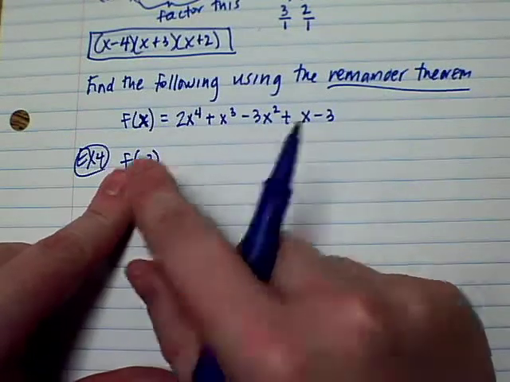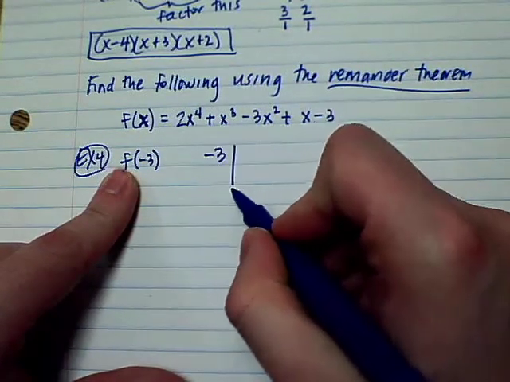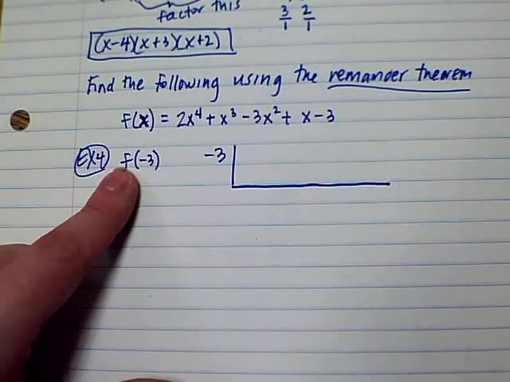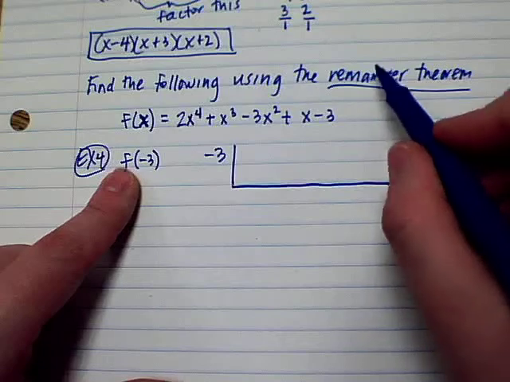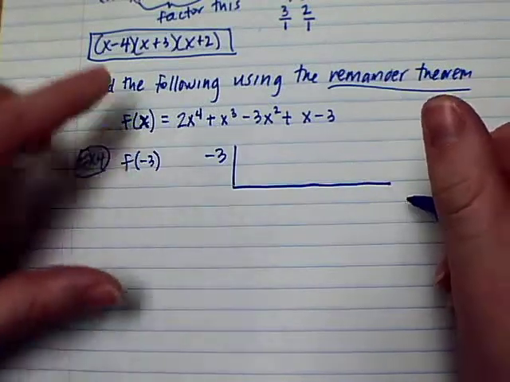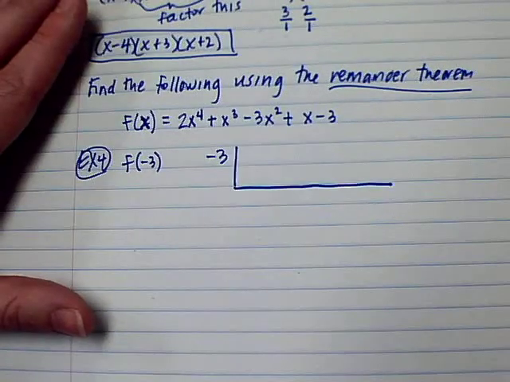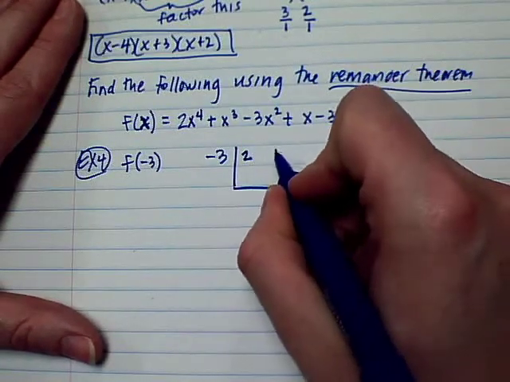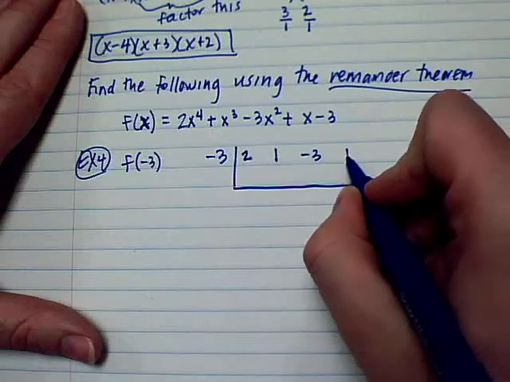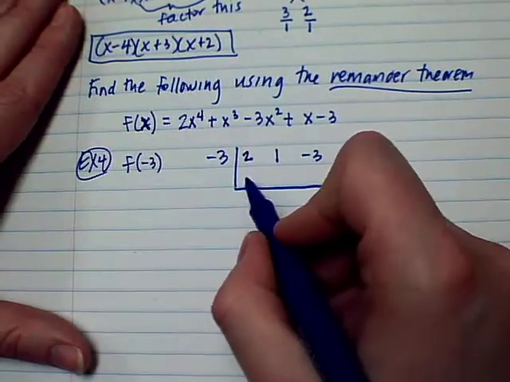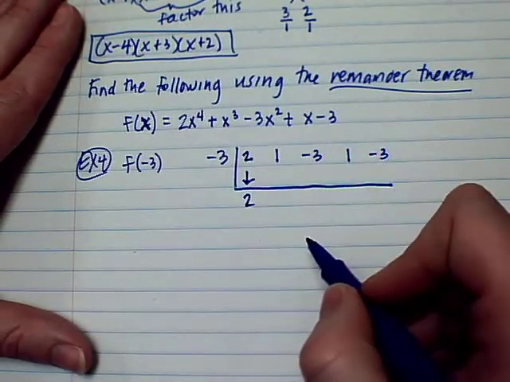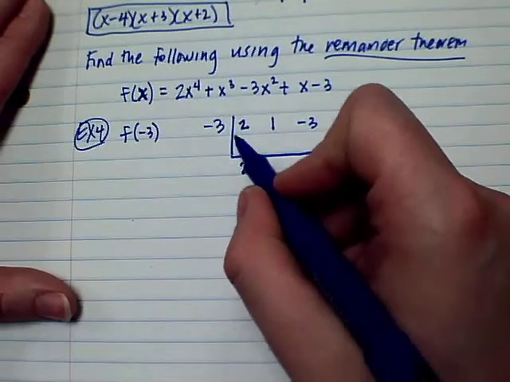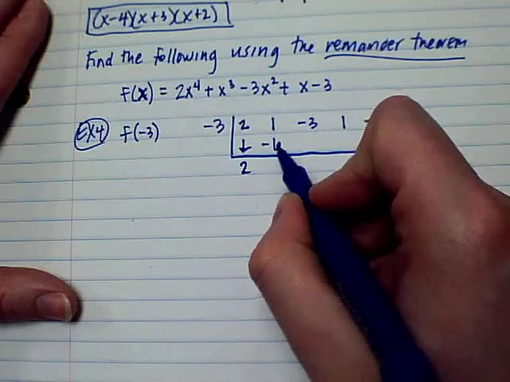So this number is what's going on the outside. It doesn't change signs because that's what I'm finding exactly. And I'm going to do synthetic division, and my remainder, because of the remainder theorem, will be my answer. So if I take that and write my coefficients, I have 2, 1, negative 3, 1, negative 3. Bring down your first term, so that's 2. And we're going to do the same thing we've been doing with synthetic division. So negative 3 times 2 is negative 6.